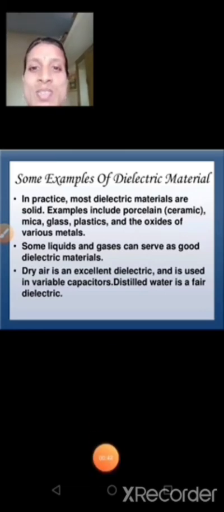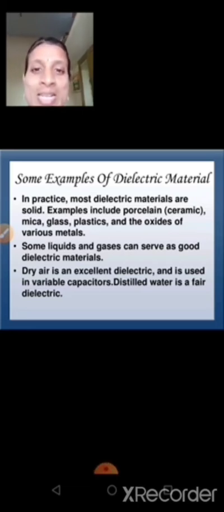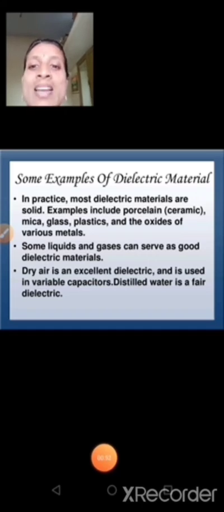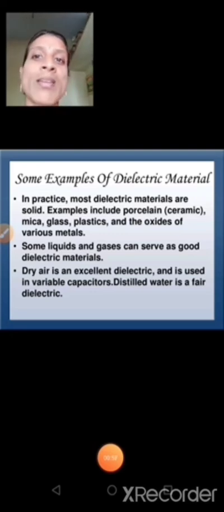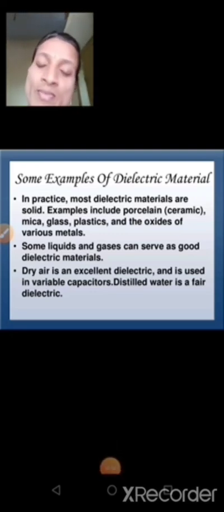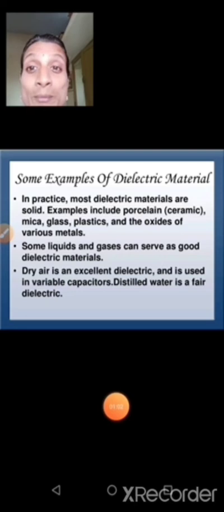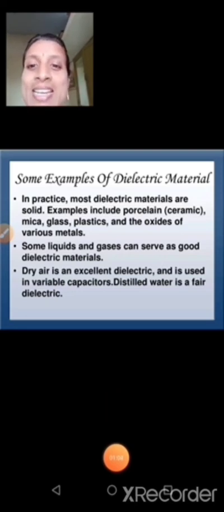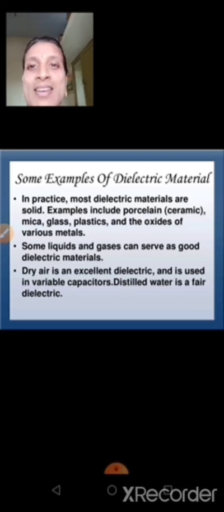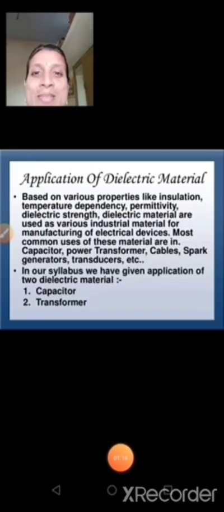Most of the dielectric materials are solids. Examples we already discussed: mica, glass, plastics, and various oxides. Now, do only solids count as dielectrics? No, dielectrics can be observed in solids, liquids and gaseous materials also. Dry air is an excellent dielectric material we use in variable capacitors, and distilled water is also used as a dielectric material.